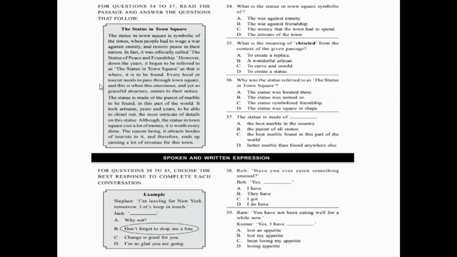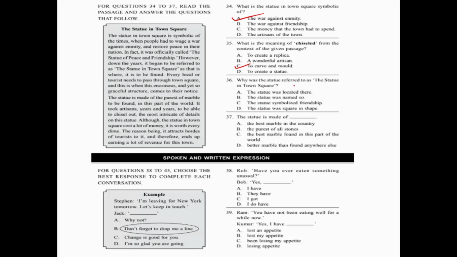Okay, so now we have to answer the questions. This was about the passage. So let's go to the questions. What is the statue in town square symbolic of? It is symbolic of the war against enmity. Option A is our correct answer. Next, what is the meaning of chisel from the context of the given passage? To chisel is to carve and mold. Okay, option C is our correct answer here.